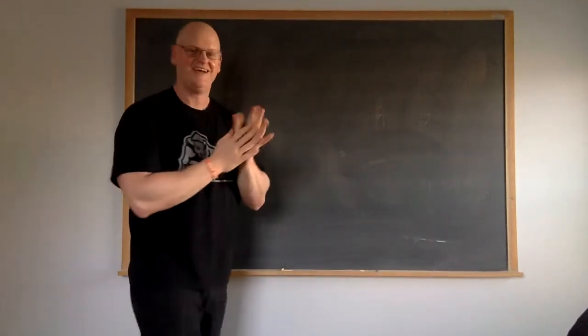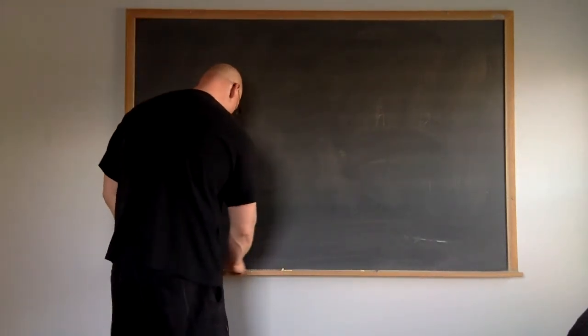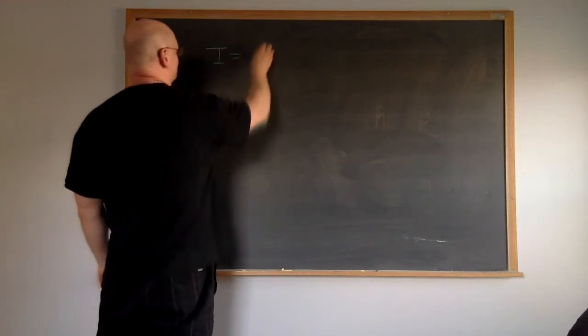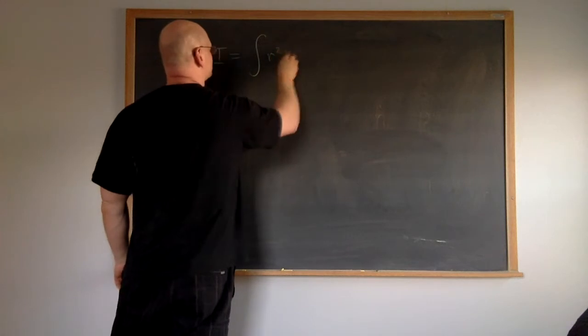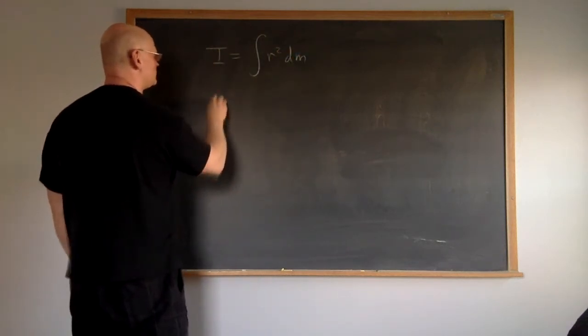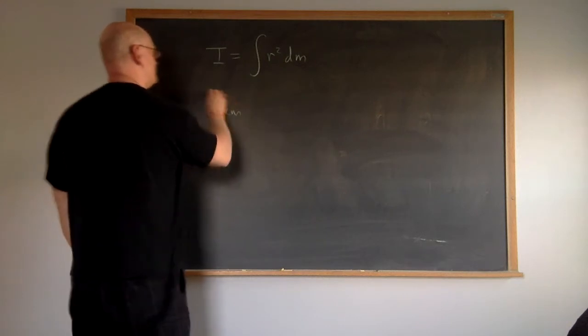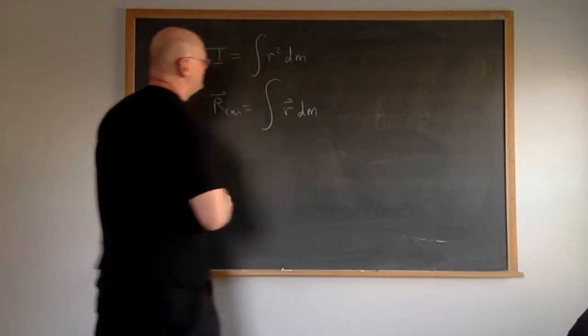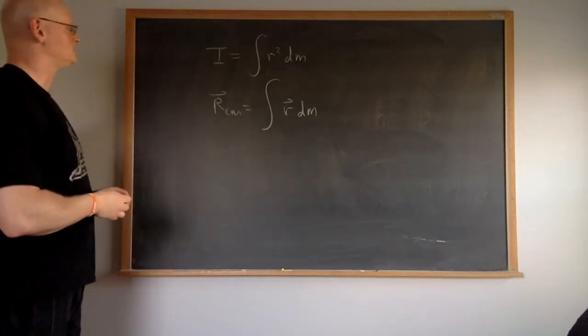So anyways, basically here, this is when we're looking at the integral versions. Again, the moment of inertia is going to be equal to the integral of r squared dm. The center of mass is another one. So r center of mass is going to be equal to the integral of r dm. What else is an integral?